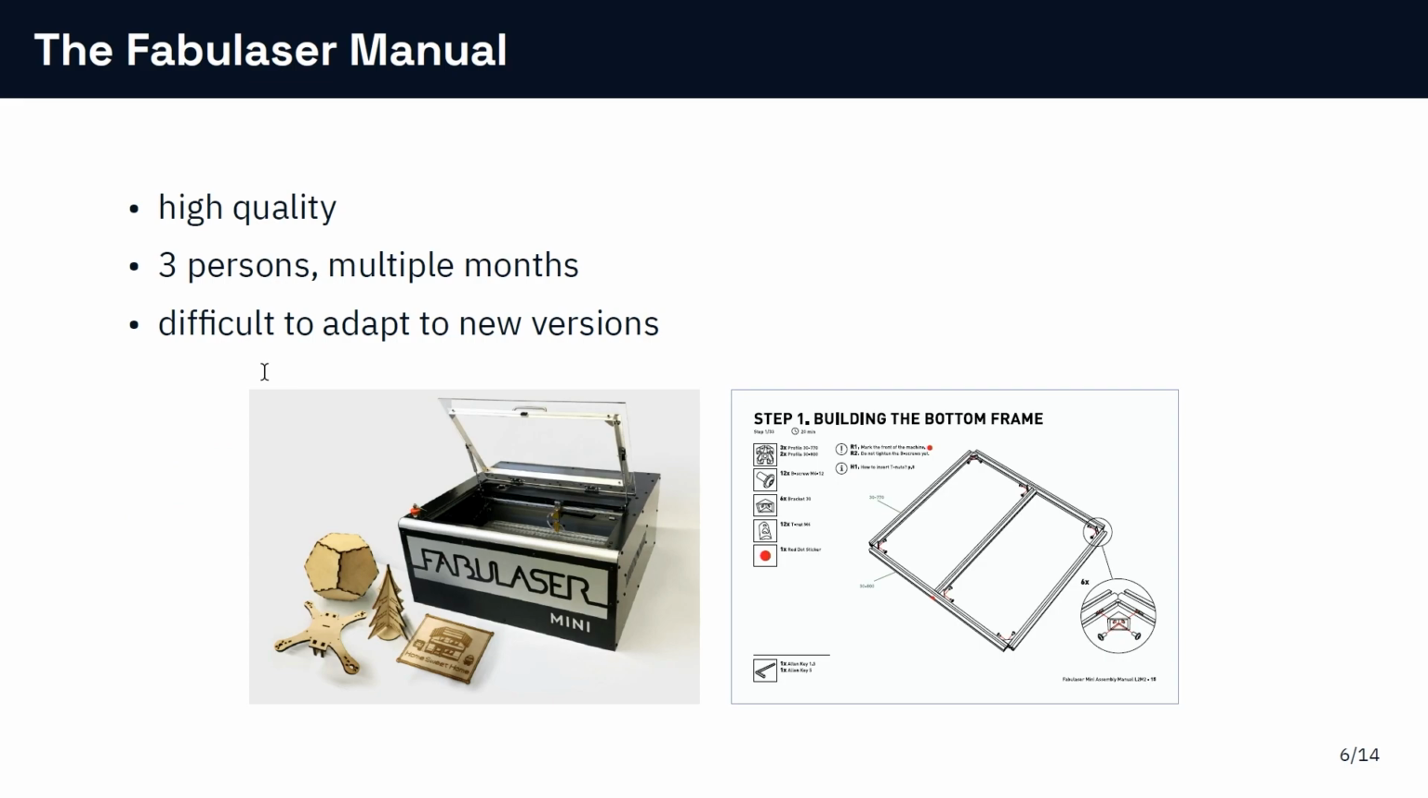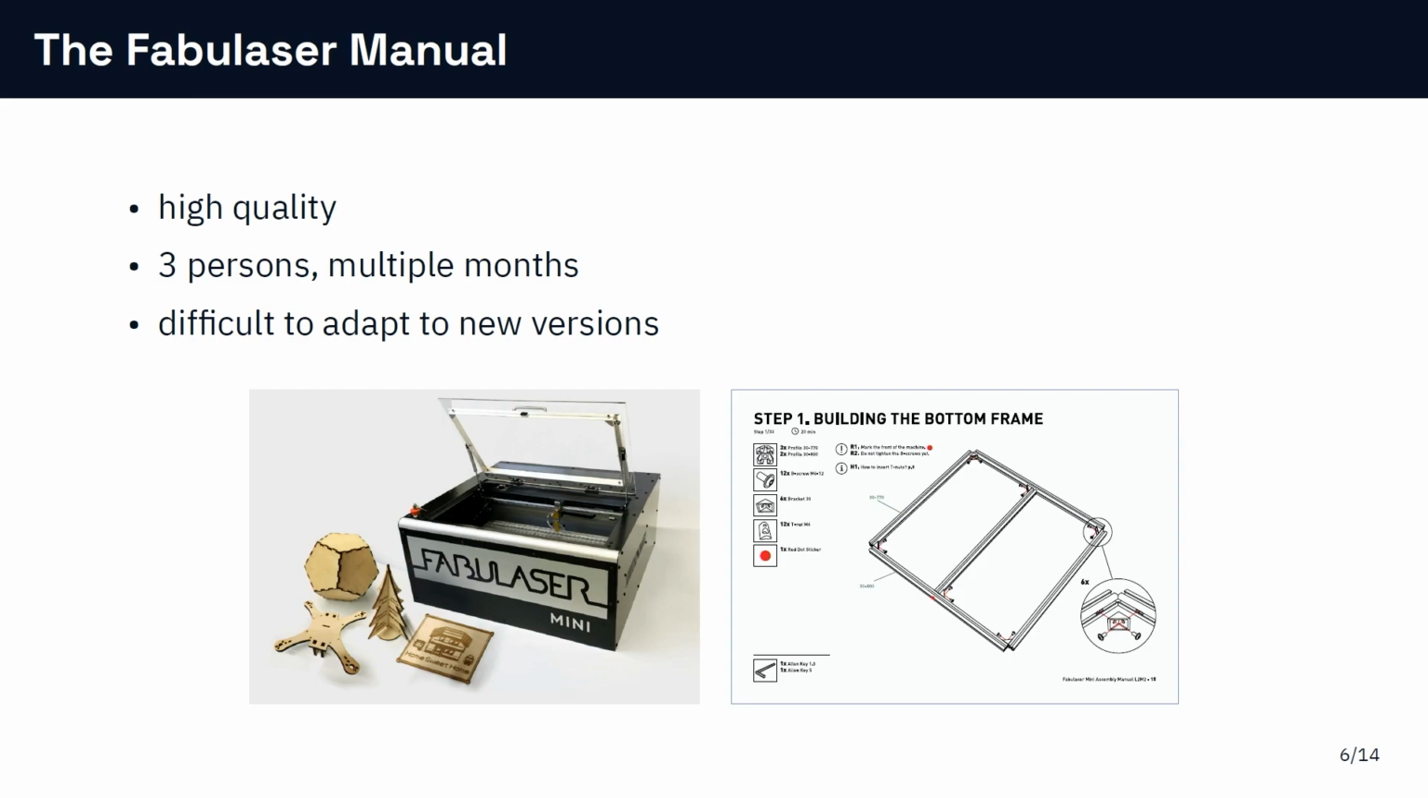So the Fabulation Manual is our starting point. For the Fabulator Mini laser cutter, 3 persons in Daniele Ingressia's company have been working very hard over multiple months to create a very high quality assembly manual that you can see here on the right side. And you can see it's IKEA style. This is a very beautiful manual, and we use it to build such a machine, but it had one problem.